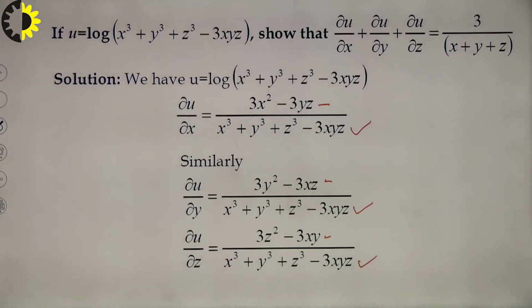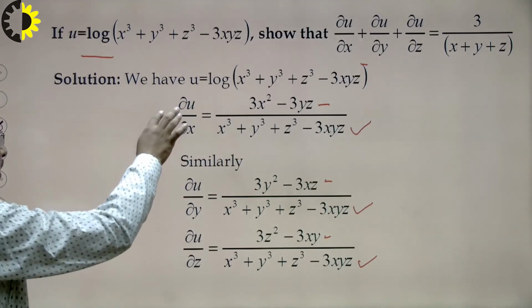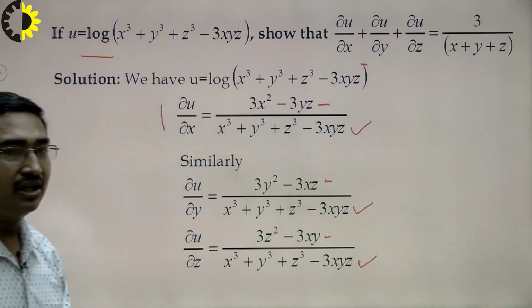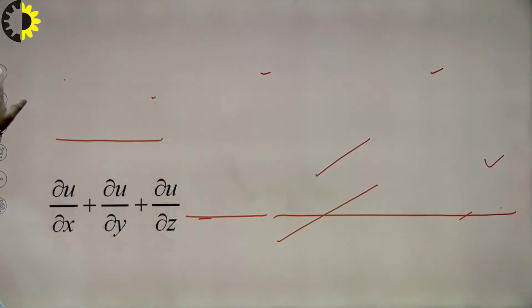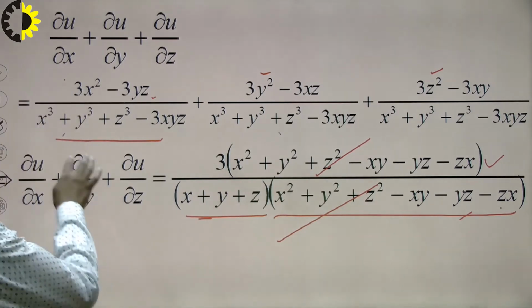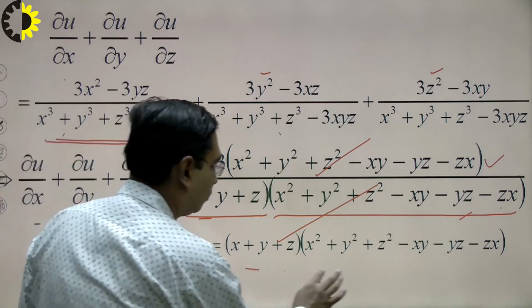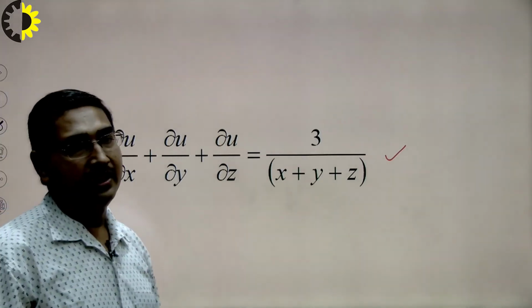Let me sum up once again. This value of u was given. We were trying to prove this expression. First of all, I calculated del u upon del x, treating y and z constant, because during partial differentiation with respect to x, y and z will be constant. Similarly, del u upon del y and del u upon del z were calculated. Adding all these partial derivatives, I obtained this expression. This x cube plus y cube plus z cube minus 3xyz was factorized using its identity. Some factors were cancelled out, and we reached our required result.